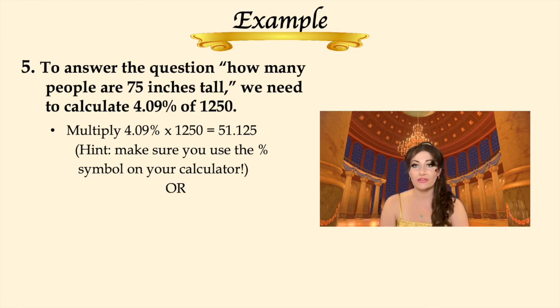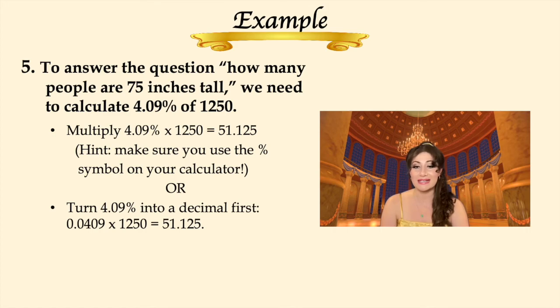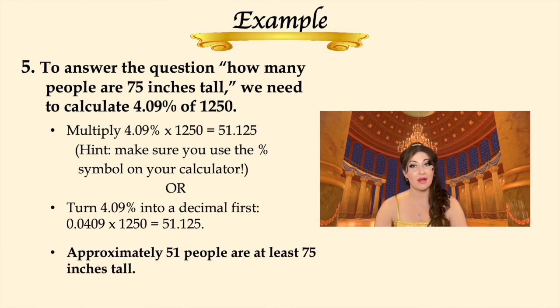You can go ahead and convert 4.09% into a decimal simply by moving the decimal place to the left 2 times. So if we do that, we get 0.0409 multiplied by 1250, and you get the same result, 51.125. So to answer our original question, approximately 51 people are at least 75 inches tall. You notice that 51 has a decimal after it, but we can't really say 51 and a half people. So we're going to round to the nearest whole number, which in this case is 51. So how many people are at least 75 inches tall? Approximately 51 people.